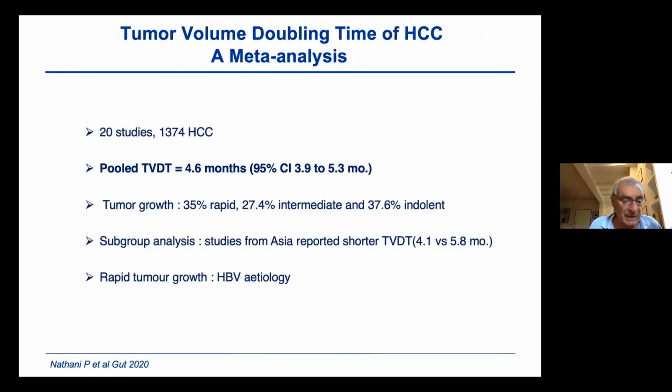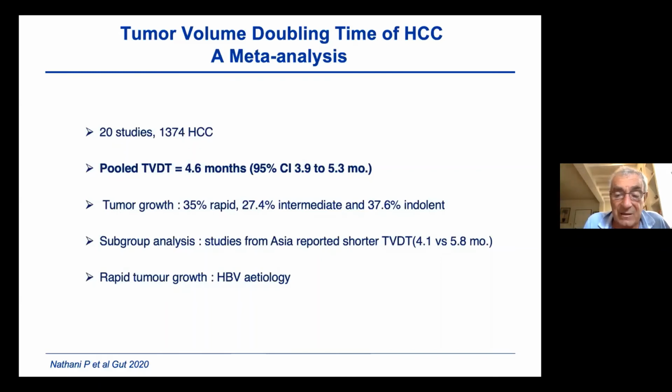If you look at this recent meta-analysis published in Gut by the group of Amit Singal, 20 studies, 1,300 cases of cancer from the West and from the East, on average, the pooled tumor volume doubling time of liver cancer is 4.6 months, with a range of 3.9 to 5.3. But there is a but: one third of those cases were growing rapidly, one third were intermediate, and one third were sleeping tumors. And when subgroup analysis was carried out, it is true, Asia reported shorter doubling times compared to the West. And even more so, rapid tumor growth was concentrated in hepatitis B virus.